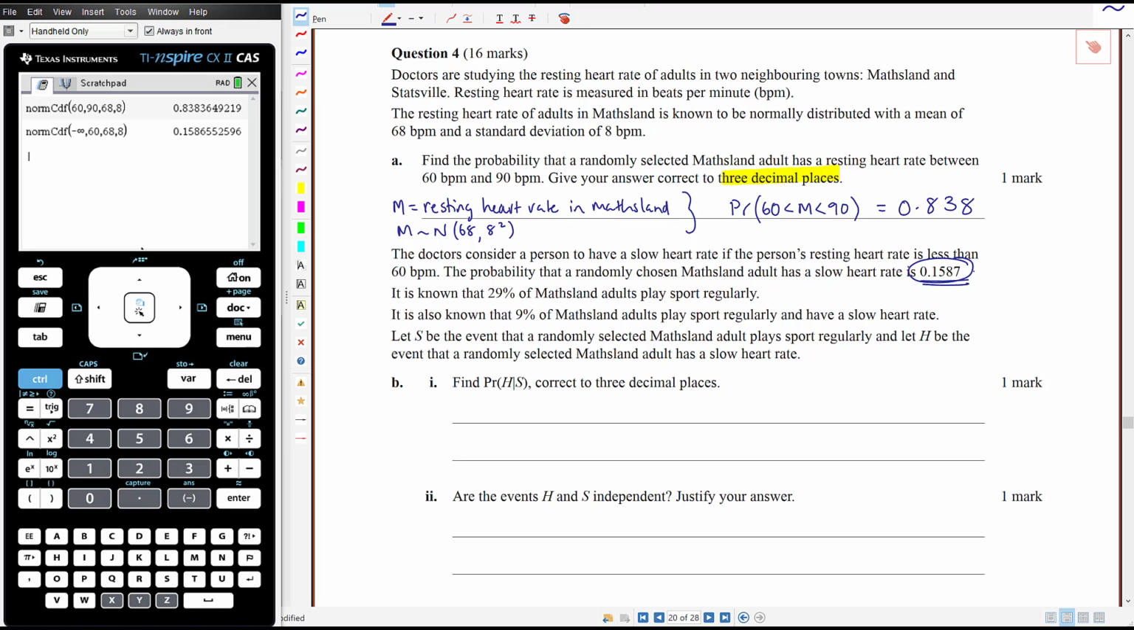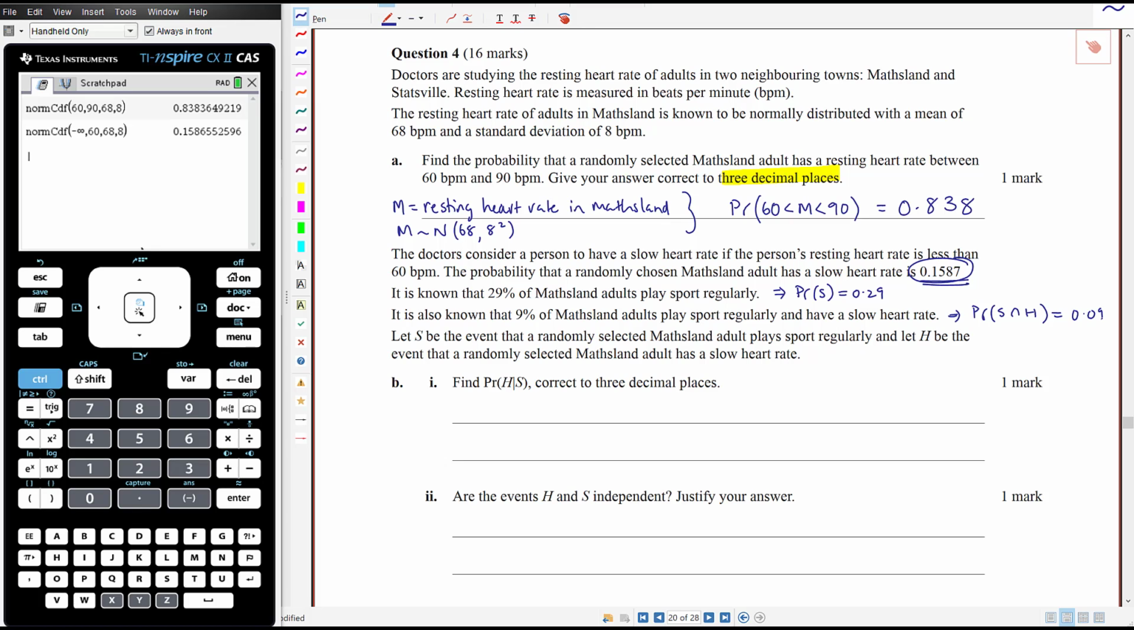It's known that 29% of Mathsland adults play sport regularly. It's also known that 9% of Mathsland adults play sport regularly and have a slow heart rate. Let S be the event that a randomly selected Mathsland adult plays sport regularly, and let H be the event that a randomly selected Mathsland adult has a slow heart rate. Find the probability of H given S. Okay, so essentially what we've been told by this sentence is that the probability of S is 0.29. And what this sentence tells us is that the probability of S and H, so play sport and have a slow heart rate, is 0.09.